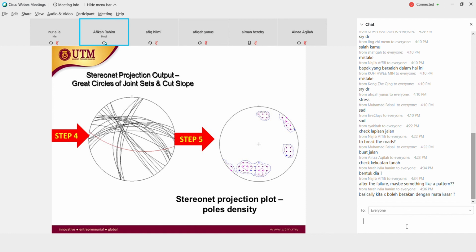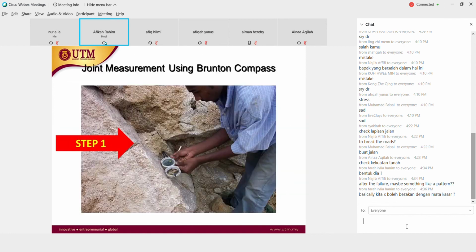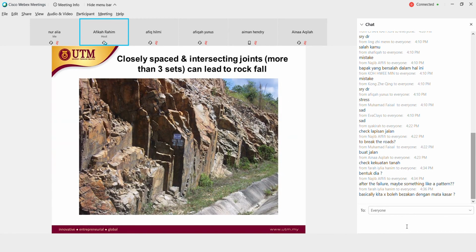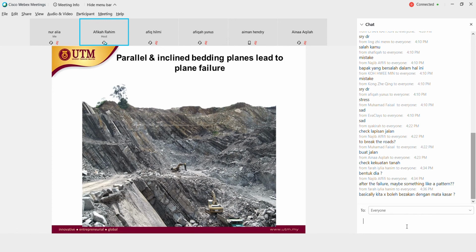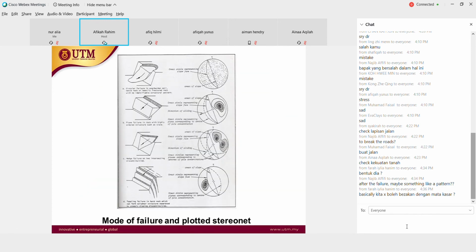Macam okay, fine. So what does this mean? It looks like, what is this? Like contour line ke, doktor? Is this contour line? No, it is not. That tompok-tompok, that plotted dots is actually this one to represent the type of failure. This one is a type of failure. Circular type, plane failure, wedge failure, toppling or flexural, this one.